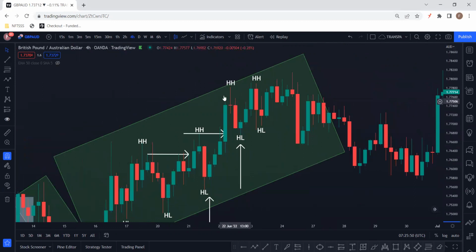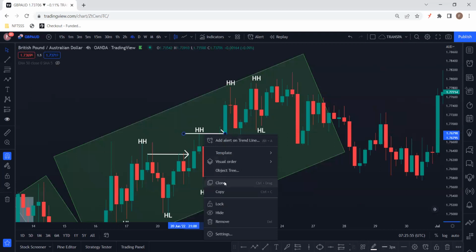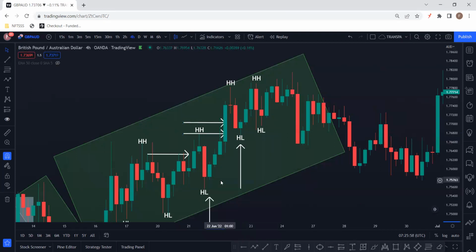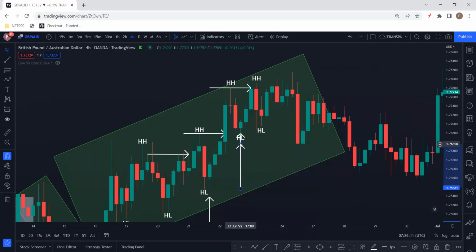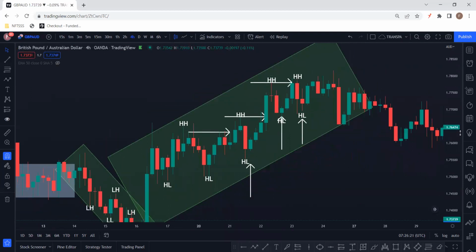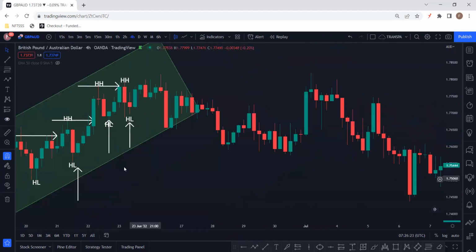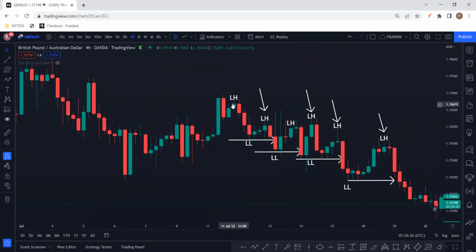Again, you identify price breaking above a previous higher high and forming a new higher high. And then you wait for that pullback to get in on the buy. So you are only buying at higher lows, and you're only selling at lower highs.